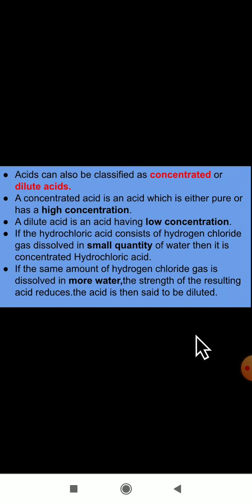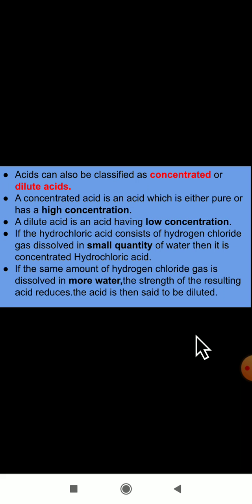Dilute is nothing but what we'll do: we'll take the acid and put in more water, then it will be in diluted form. A concentrated acid is an acid which is either pure or has a high concentration. The concentration of the acid will be very high here. It is an acid in a very pure form, with a very high concentration. So, I told you, a strong acid you have to handle with care.